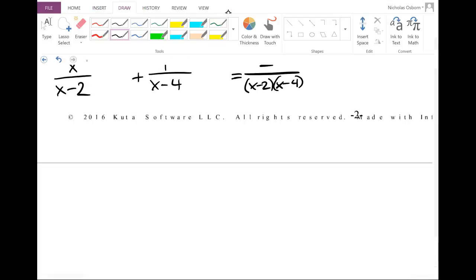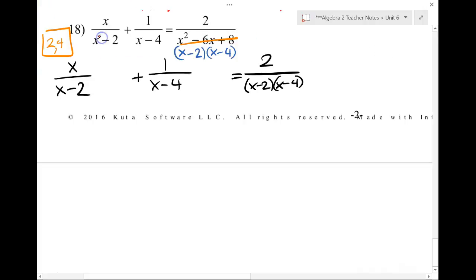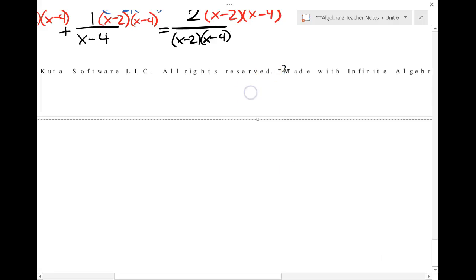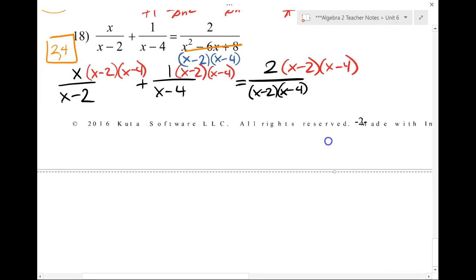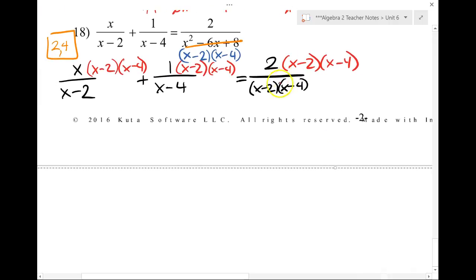Alright, now, what do I multiply times this first expression in order to eliminate that denominator? Well, x minus 2, so do the same to all of them. And then the second expression, I would also have to multiply x minus 4, so I do that to all of them. And then going to the last expression on the other side of the equal sign, looks like I'm good to go, because I have x minus 2 and x minus 4, those will cancel out.